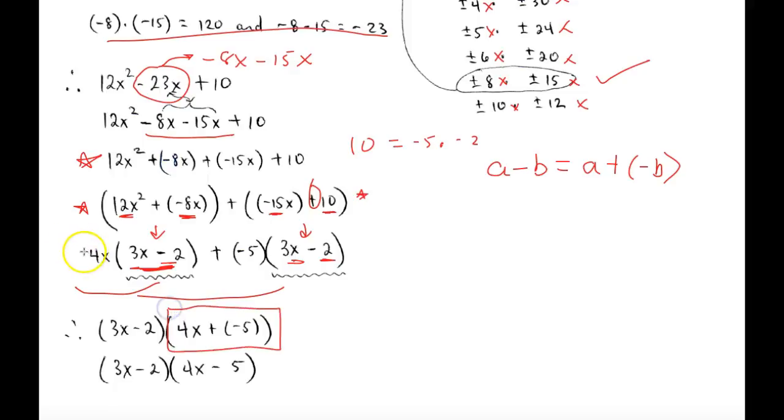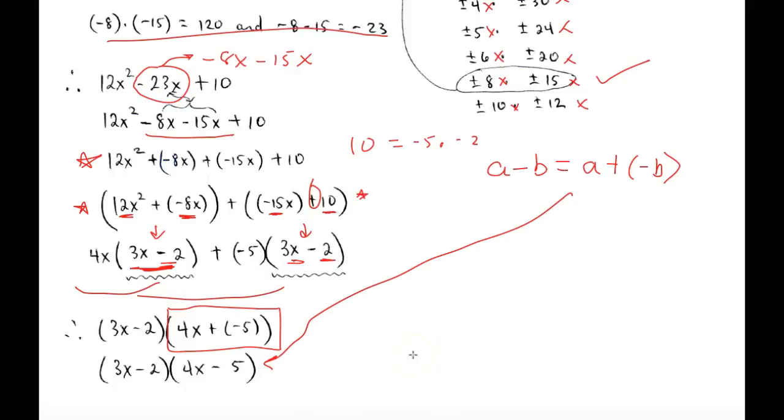So now we go and factor that out of both terms, and we write what's left. So in the first term, what's left is a 4x. What's left in the second term is a negative 5. And so if we use the definition of subtraction again, we just write 4x plus a negative 5 as 4x minus 5. And so this is what this will factor into.